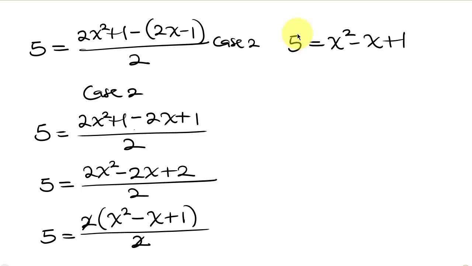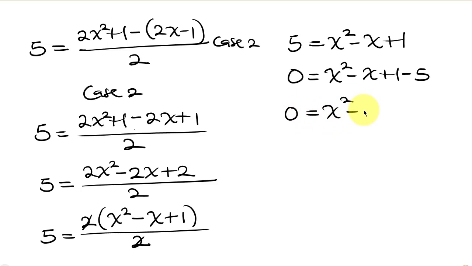So now let's move 5 to the right hand side. So this will be x squared minus x plus 1. And as 5 crosses to the right, it becomes minus 5, leaving 0 on the left. So then simplifying further, 0 will be equal to x squared minus x. 1 minus 5 is minus 4.